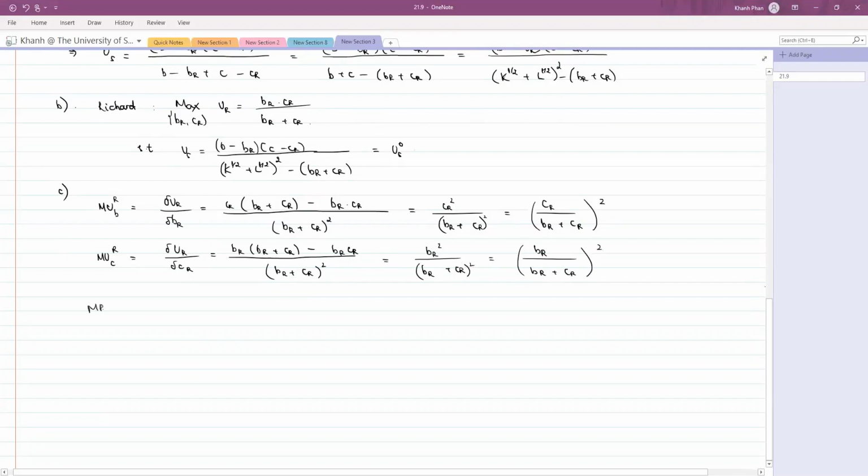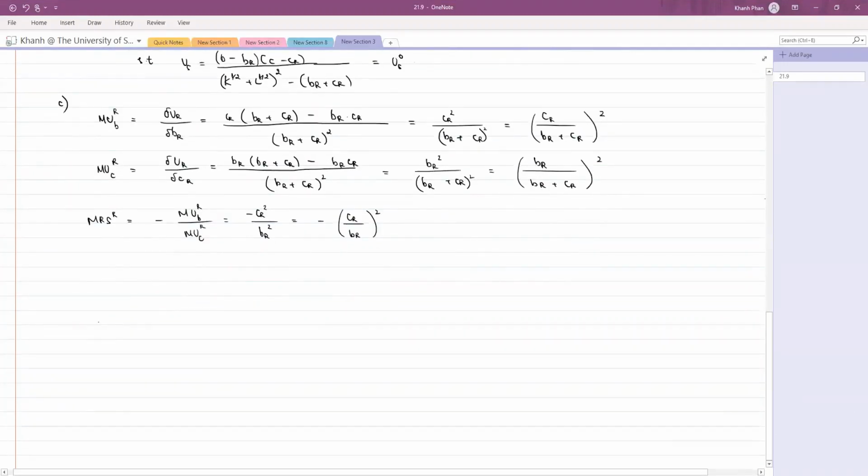Right, so from here, the marginal rate of substitution for Recharge is just going to be the negative of the ratio of the marginal utility. So marginal utility of B for Recharge divided by marginal utility of C for Recharge. If I take these two divided by each other, the denominator will cancel out because they are the same. And so what I'm left with is basically CR squared, sorry, negative CR squared on BR squared. So that is just negative CR on BR, everything squared.